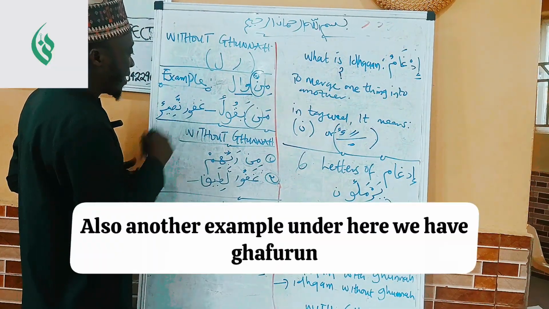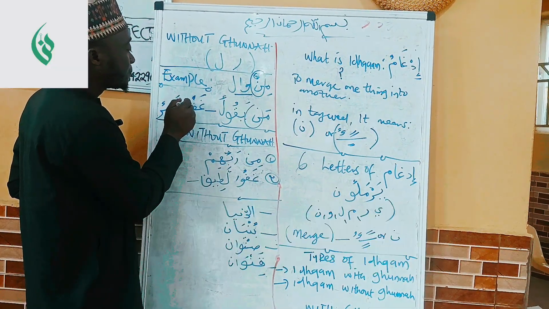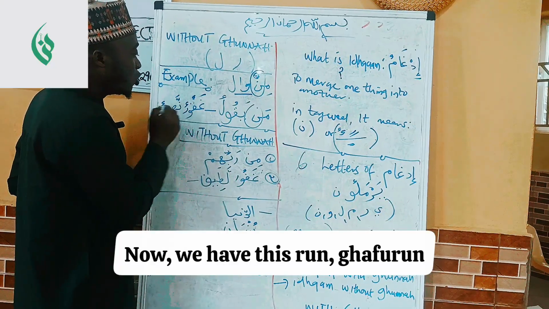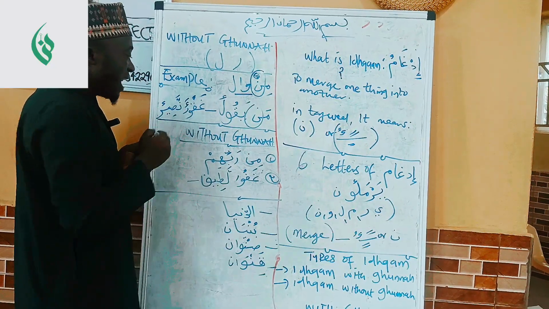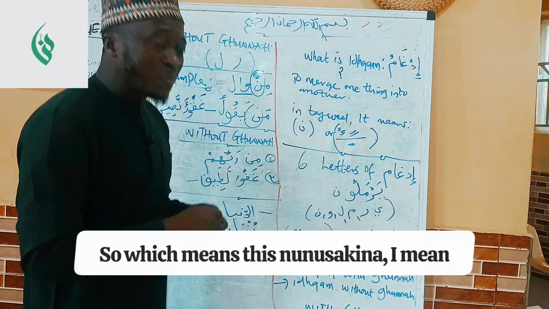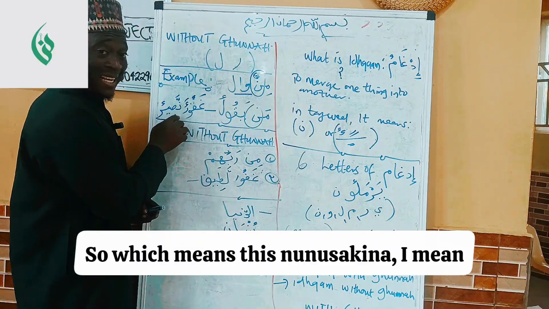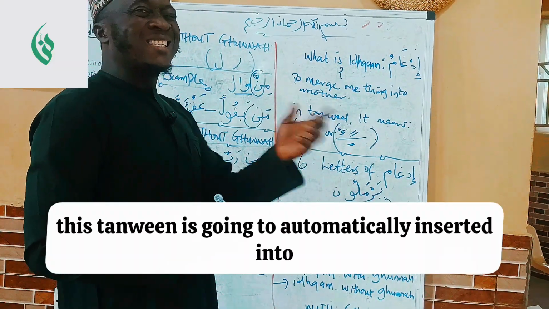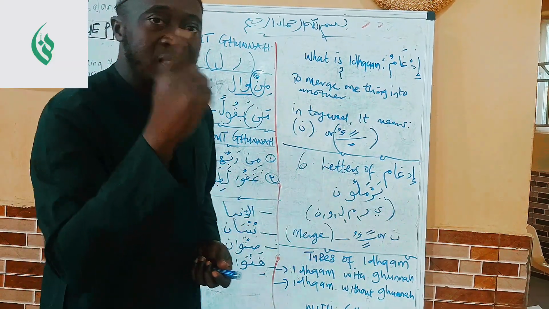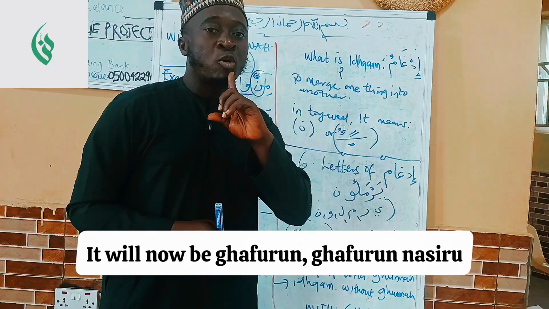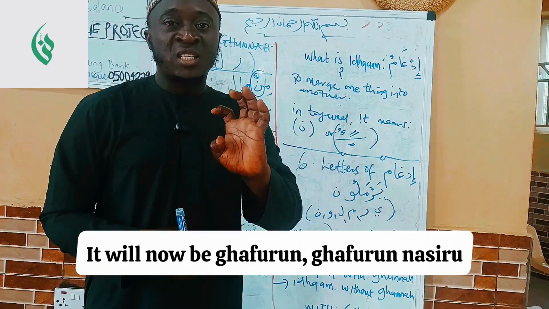Also another example here, we have ghafurun. After the ra, the next letter we see is nun. Which means this Tanween is going to be automatically inserted into the next letter, which is nun. It will now be Ghafurun Nasir.